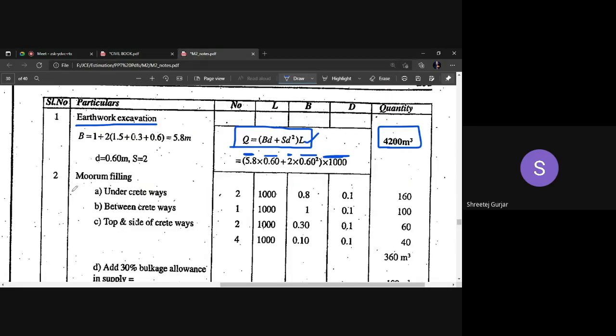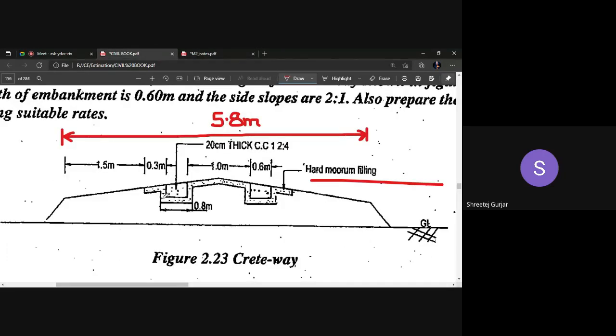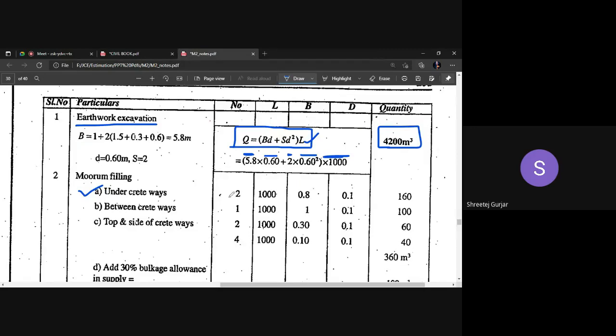Calculation of your hard muram filling. So muram filling under the concrete ways. First we'll calculate under your concrete ways, that is, this part first and then this. So what is the width? 0.8. Width is 0.8. Thickness is 0.1. And 2 in number, one at the left, one at the right.